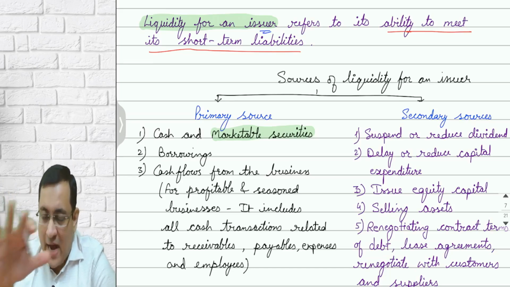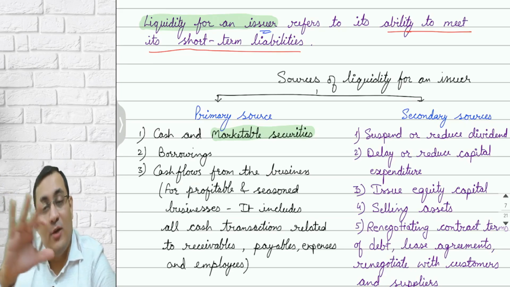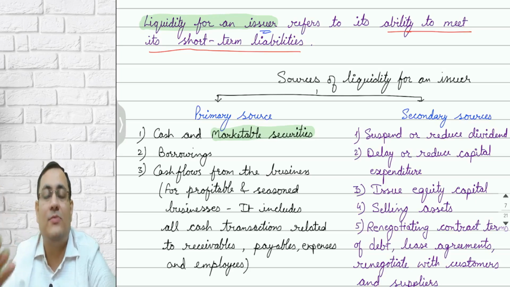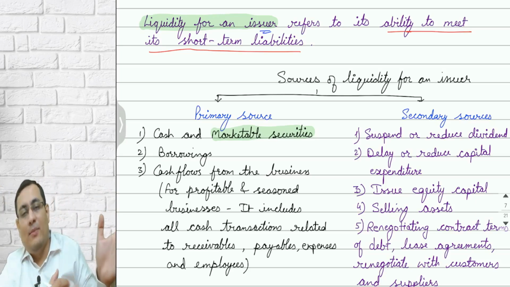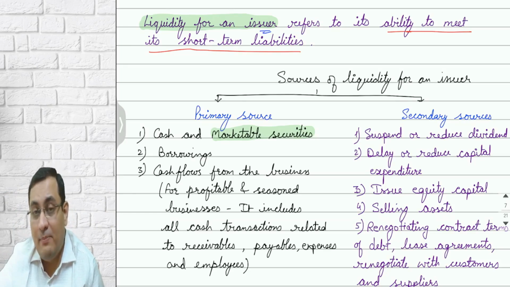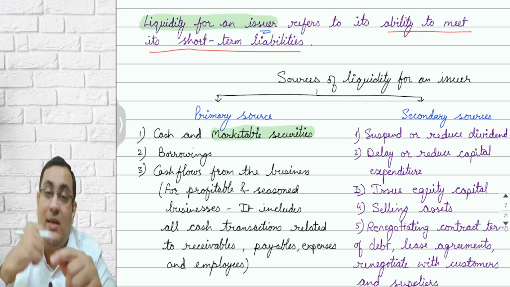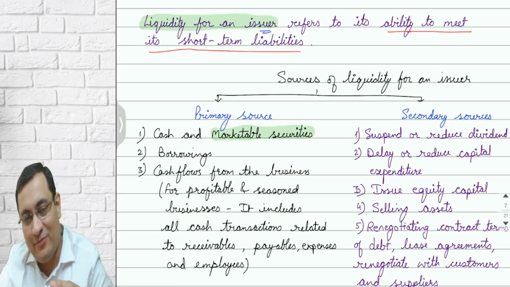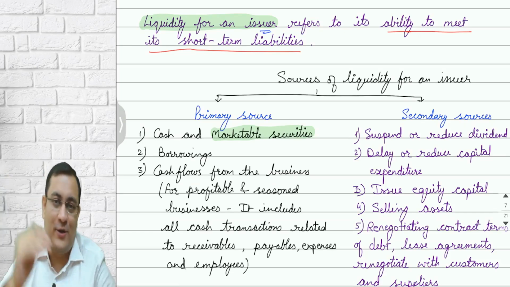Next, if your cash is over, your bank balance is over, and your marketable securities are already used, where will the business go? The next primary source is another borrowing. Yes, we may use it to pay our short-term obligation, but it will itself create another obligation for payment at some future point of time.